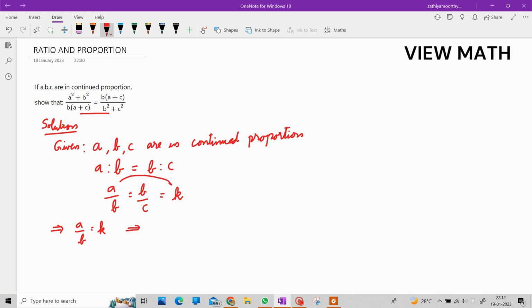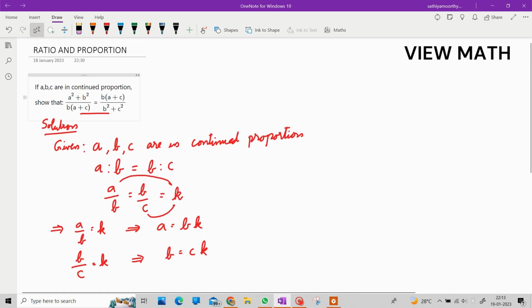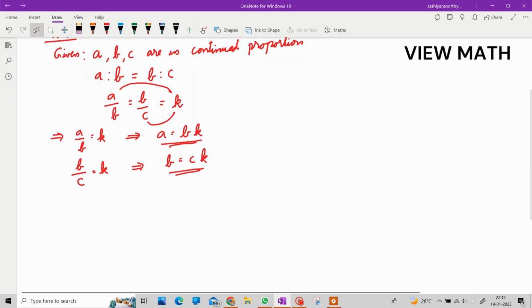So this can be written as a is equal to bk. I am bringing this b to the other side so it comes to the numerator. Similarly, b by c is equal to k, so this can be written as b is equal to ck. Now I am going to take the left hand side and right hand side separately. I am going to substitute a is equal to bk and b is equal to ck, and then show that the left hand side is equal to right hand side.